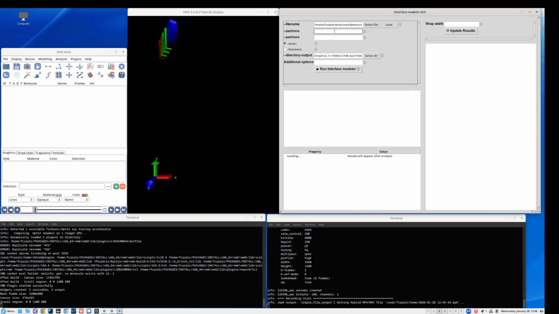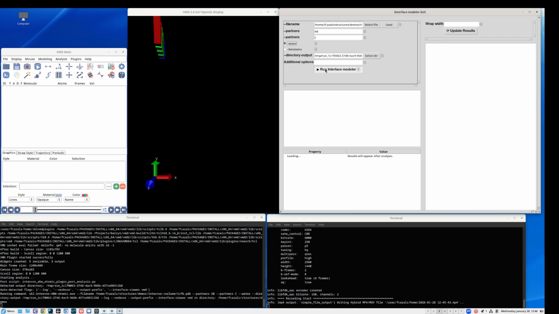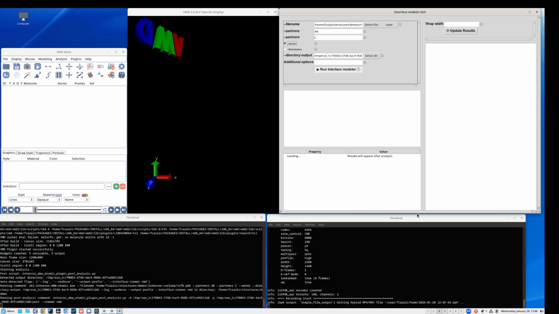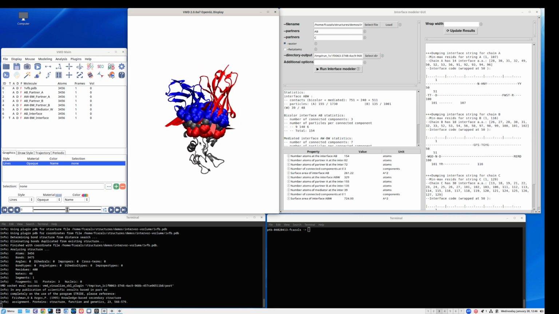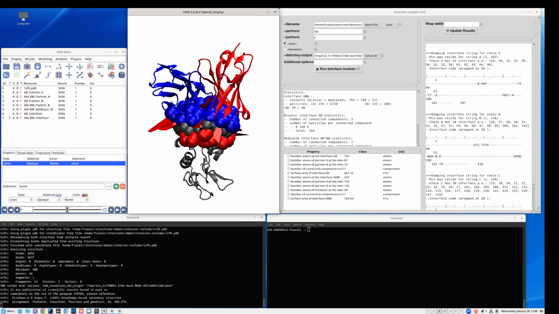Alright, so the antibody is defined by the chains A and B and the antigen by chain C. I'm clicking the button telling me that I want to use water molecules squeezed at the interface, and with this I launch the calculation. So it takes about 2 seconds, and as you can see we end up with pieces of information in the graphics engine and also a number of statistics.